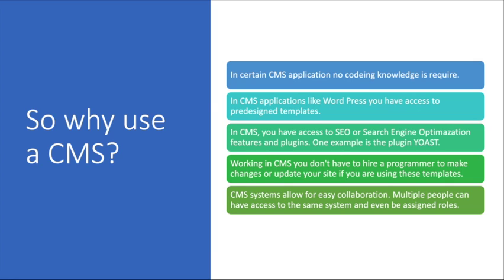In a content management system, you also have access to SEO, or search engine optimization. Certain features that they carry in certain plugins like Yoast, for example, help your web page be found on the web. It helps it rank better on sites like Google or Bing. There's a lot of good stuff in there that I'm sure they don't go into too much in this class, but it really helps you get found on the web.